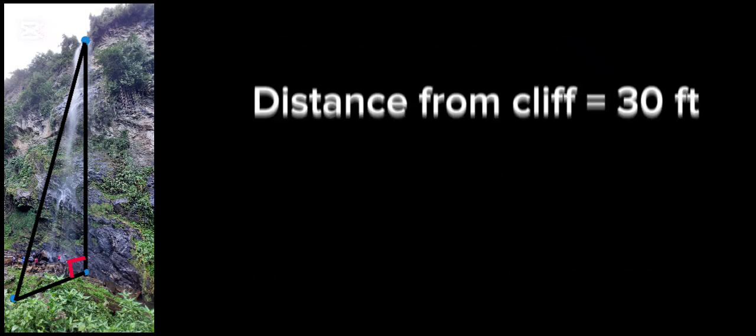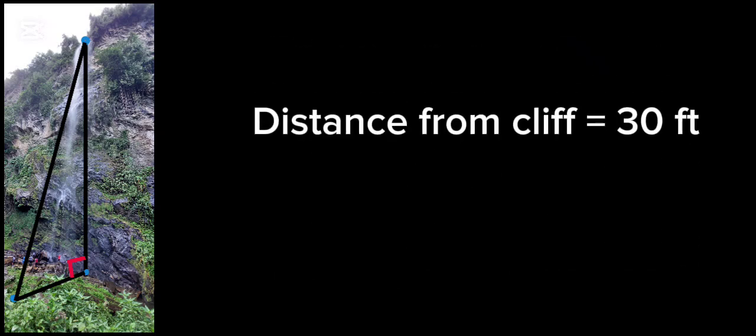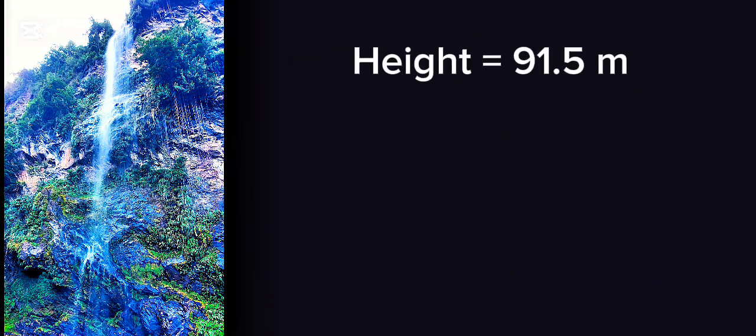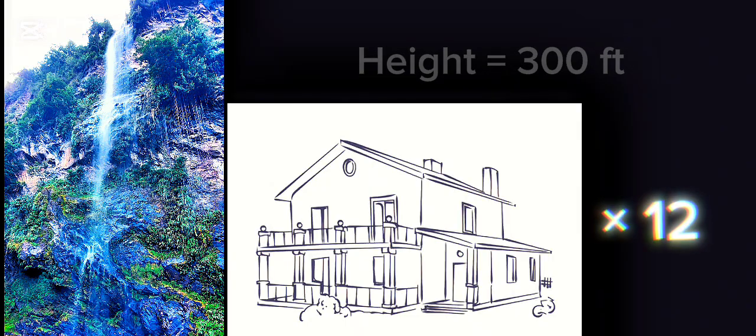Suppose Mary is standing at a distance of 30 feet from the base of the cliff. What is the angle of elevation Mary has to tilt her head to see the top of the cliff? Do you know the height of our tallest waterfall? It stands at 91.5 meters high. That's equal to 300 feet, which is roughly equivalent to stacking up 12 identical two-story houses.